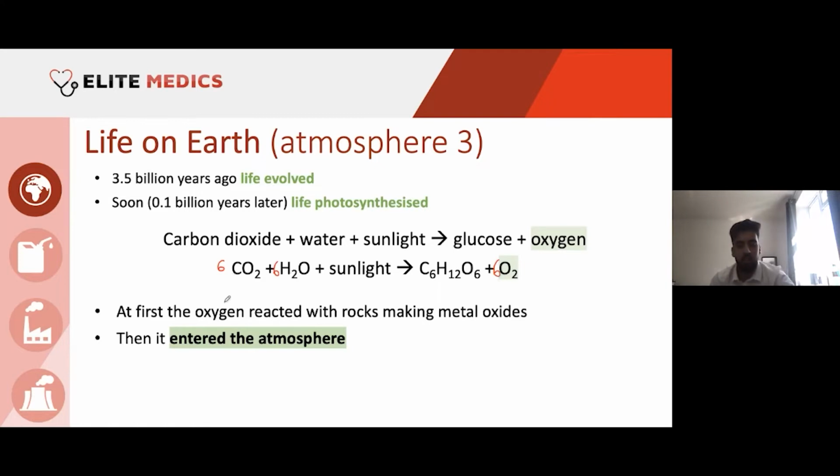At first, the oxygen that was released by these plants reacted with rocks to make metal oxides, and then the oxygen entered the atmosphere. So most of the oxygen at first reacted with rocks, but any excess oxygen then entered the atmosphere.